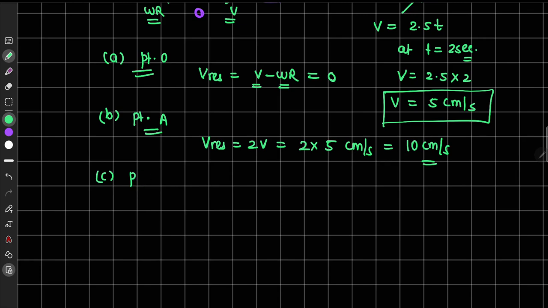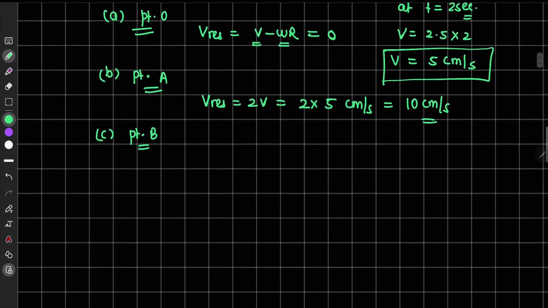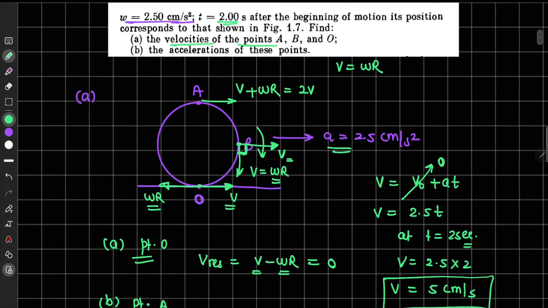So this is the resultant velocity. Now let us talk about point B. At point B, we have the velocity in this direction due to the translational motion, and due to the rotational motion we have the velocity omega r, and omega r is equal to v. Both velocity vectors are mutually perpendicular to each other. So the resultant velocity is the square root of v square plus v square, that is root 2 times v, which is 5 root 2 centimeter per second. So this is the velocity at several points we got.